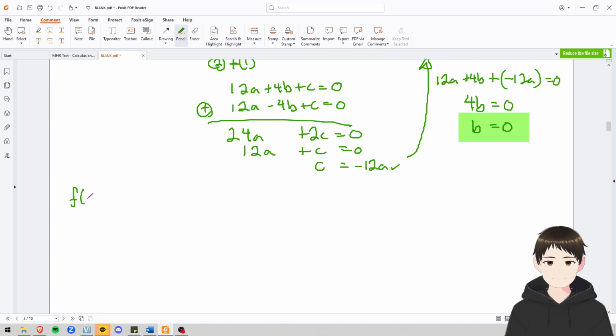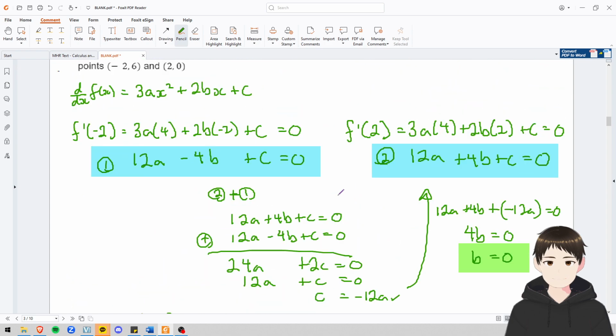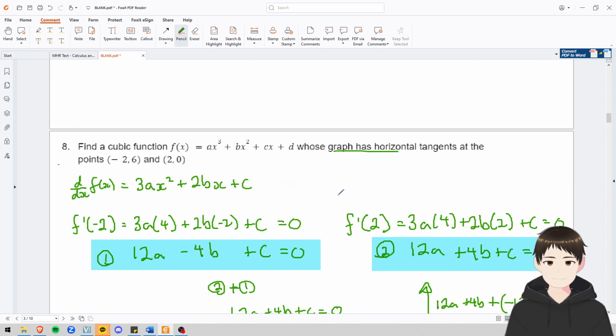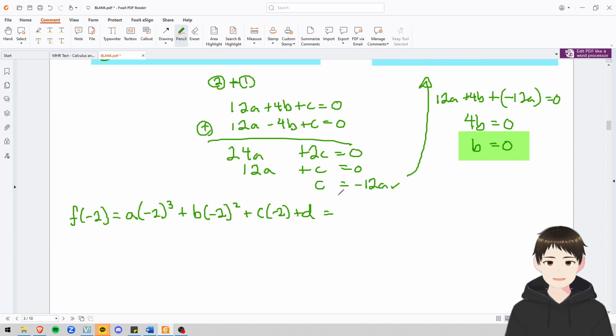We've got f at negative 2 is equal to a times negative 2 cubed plus b times negative 2 squared plus c times negative 2 plus d, and that equals 6. And I hope I got that right. Yeah. This is equal to 6. Luckily, b is going to equal 0, right? We don't need to worry about that. So we have 6 equals negative 8a minus 2c plus d.